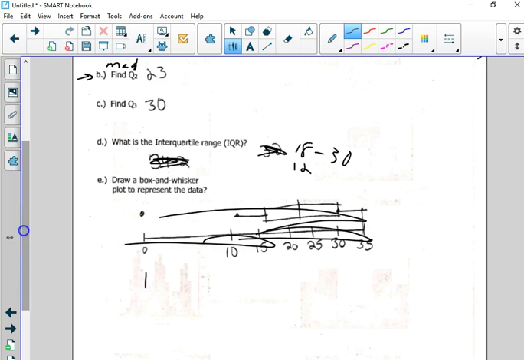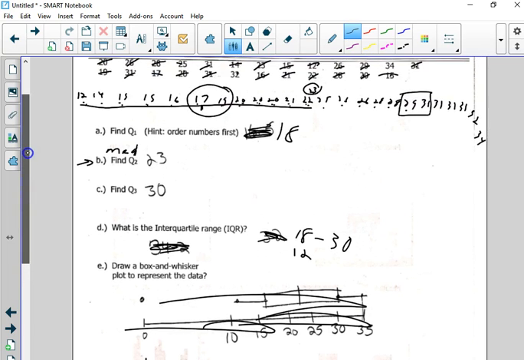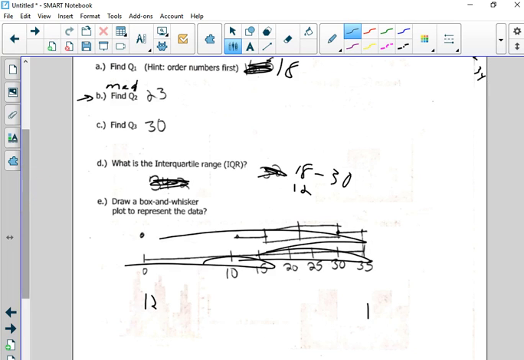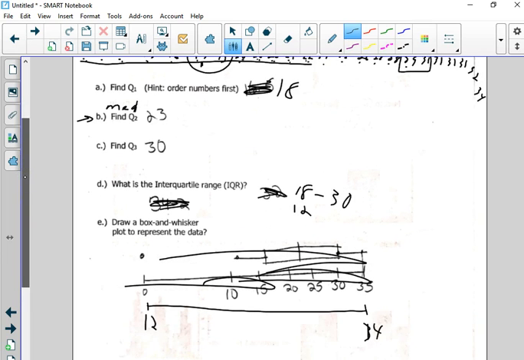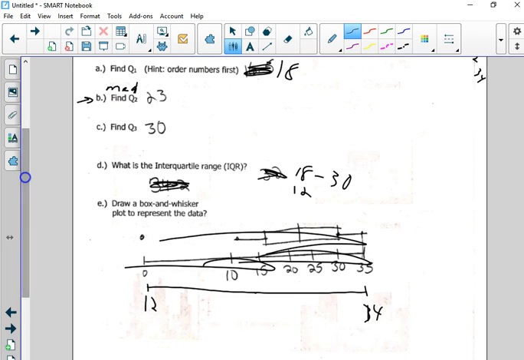Okay, so my smallest number is 12. My largest number is 34. Okay, then I draw my line. So my Q1, which is 18, let's think about where 18 would be. 34 minus 12 is 22. Divide by 2, that's 11. So halfway, this point in the middle would be about 12 plus 11, 23. Halfway point's about 23.